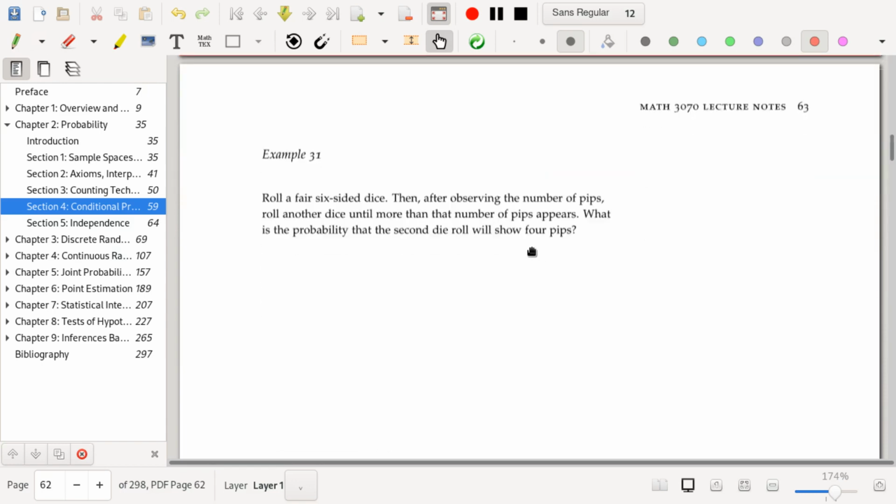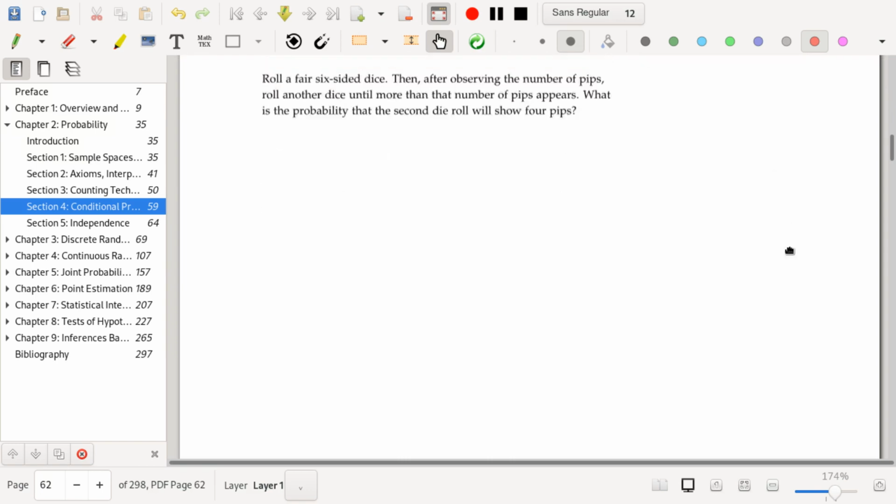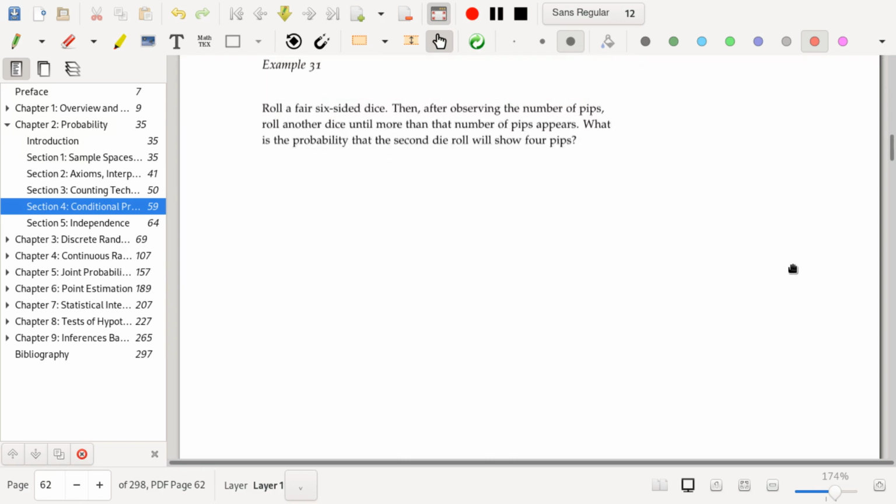All right, let's see an example of Bayes' theorem. We're going to roll a 6-sided die, and then after observing the number of pips, we're going to roll another die until we get more than that number of pips appearing. What is the probability that the second die roll will show four pips? This is actually not using Bayes' theorem, but rather the law of total probability.